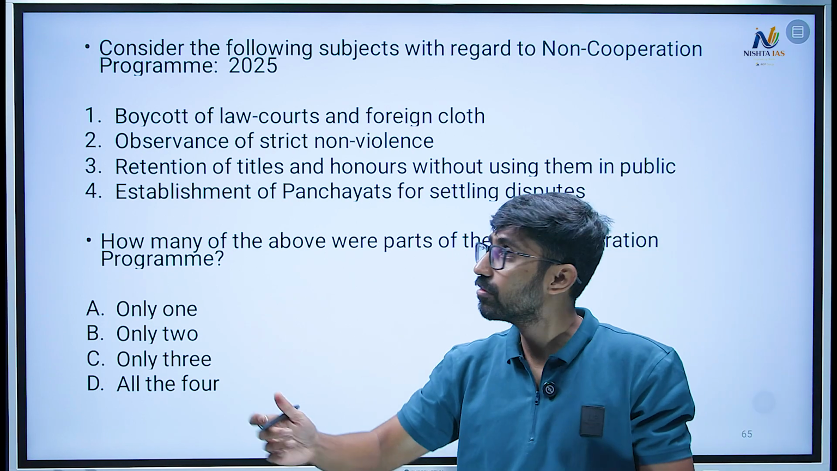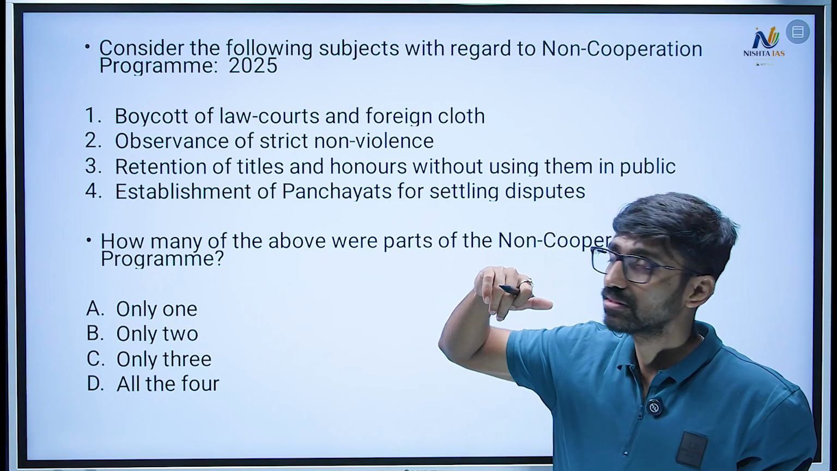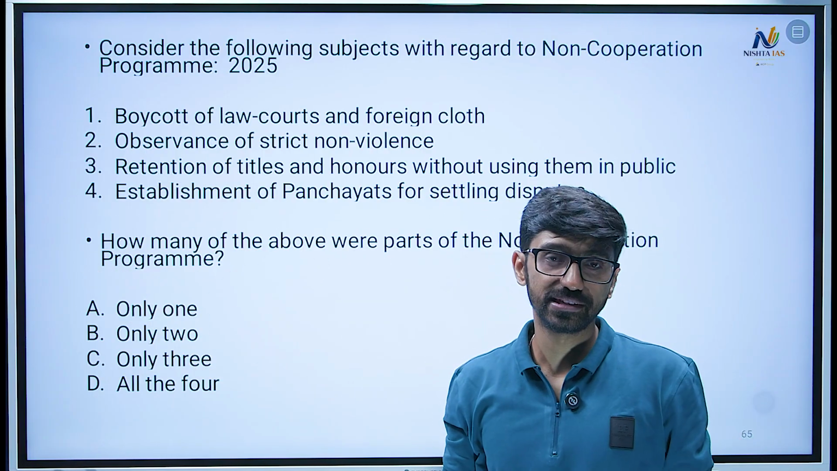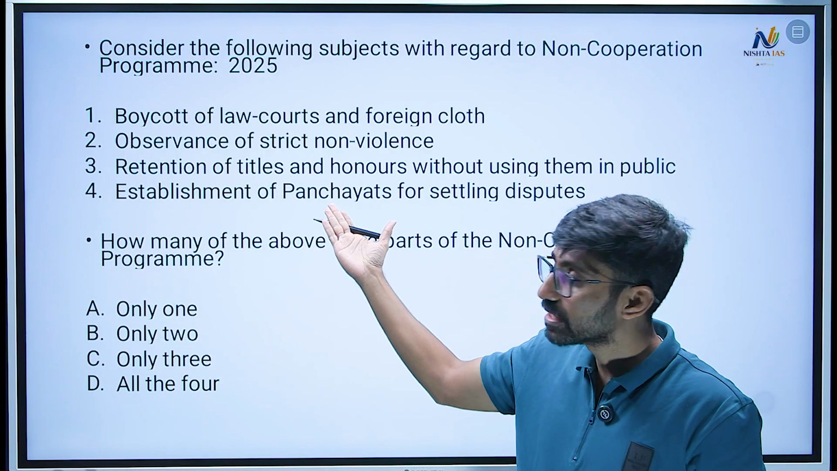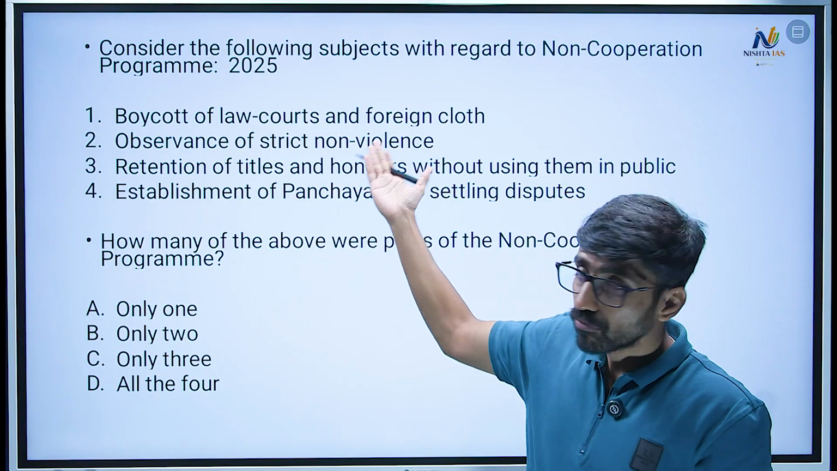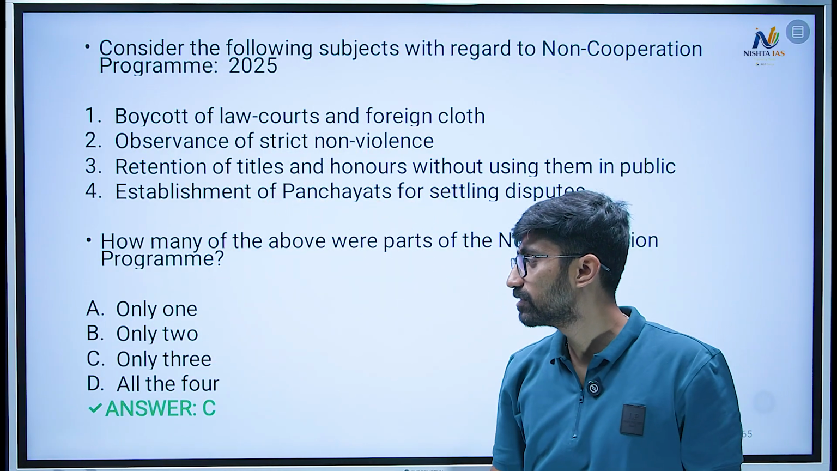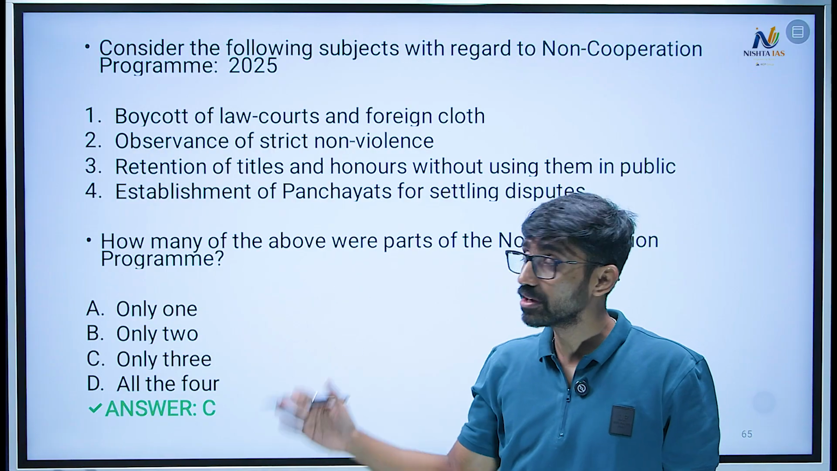When you are non-cooperating, why do you want to retain the titles? Boycott everything, non-cooperate. That is what passive resistance is all about. Yes, you need an alternative, that is panchayats. Non-violence, of course, Gandhi always believed in that. So boycott of law courts, exactly, the answer has to be C. This is 2025, last year.